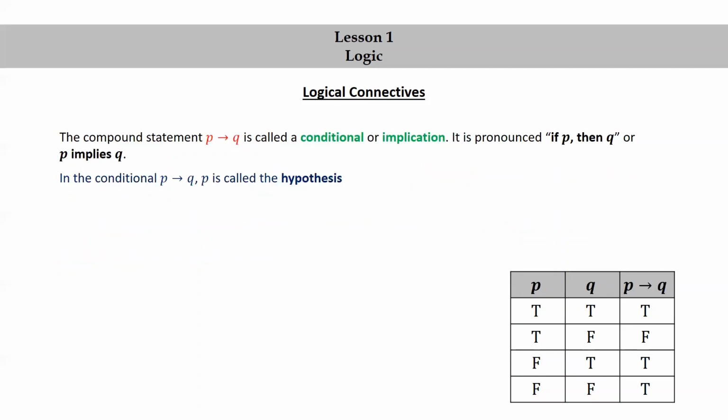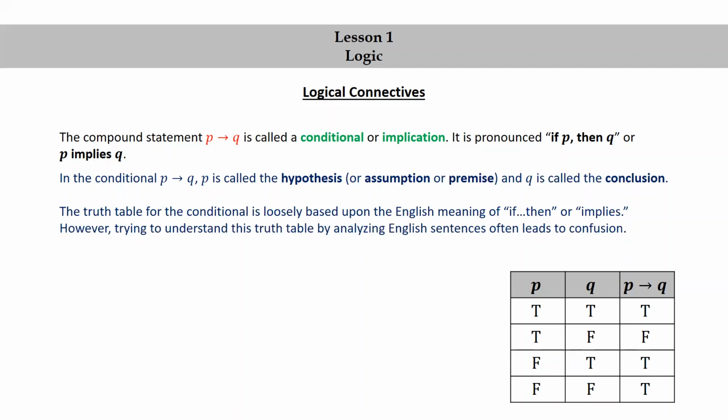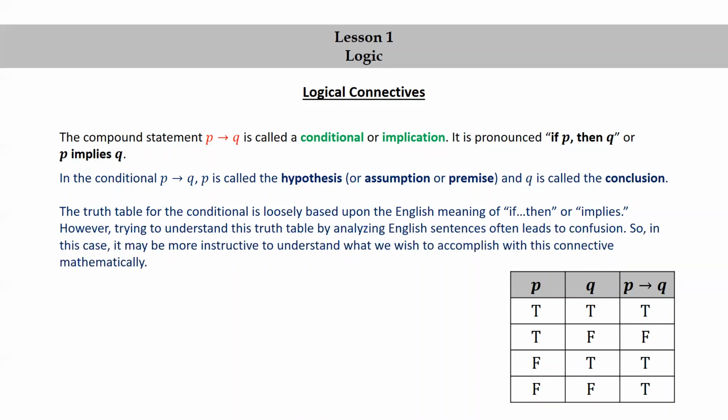In the conditional P implies Q, P is called the hypothesis or assumption or premise, and Q is called the conclusion. The truth table for the conditional is loosely based upon the English meaning of "if then" or "implies." However, trying to understand this truth table by analyzing English sentences often leads to confusion. So in this case, it may be more instructive to understand what we wish to accomplish with this connective mathematically.